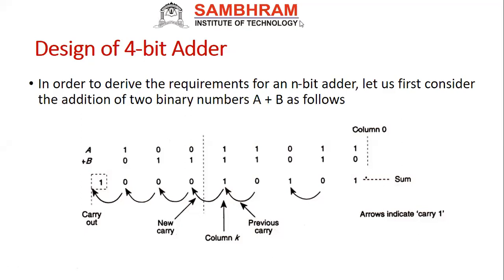As we know how to design a 4-bit adder, we already studied it in so many subjects, HDL and logic design also. Now let us recap those also. In order to derive the requirements of an n-bit adder, we need to consider the two binary numbers, that is A and B. So now here we are given like this. A and B here.